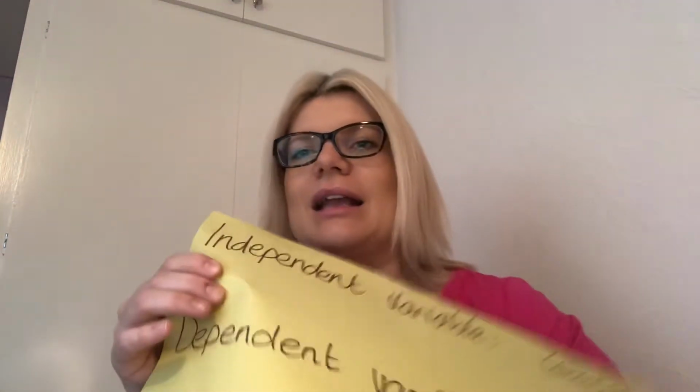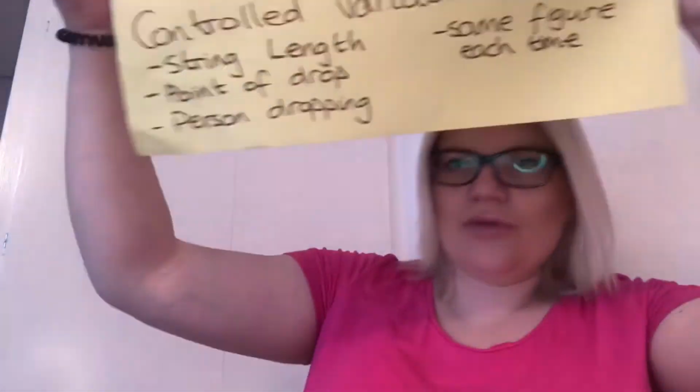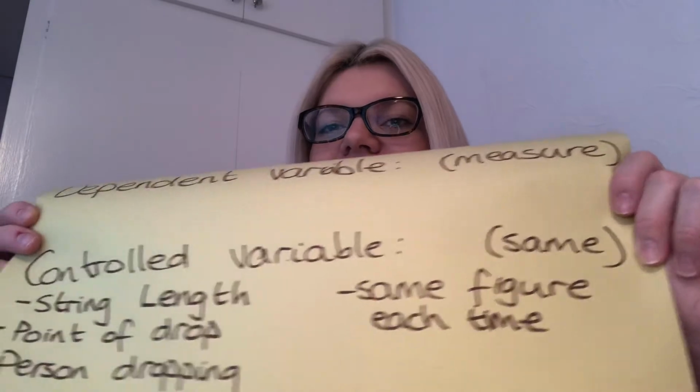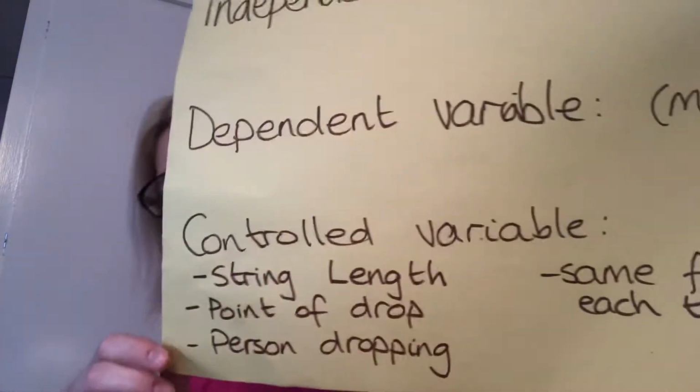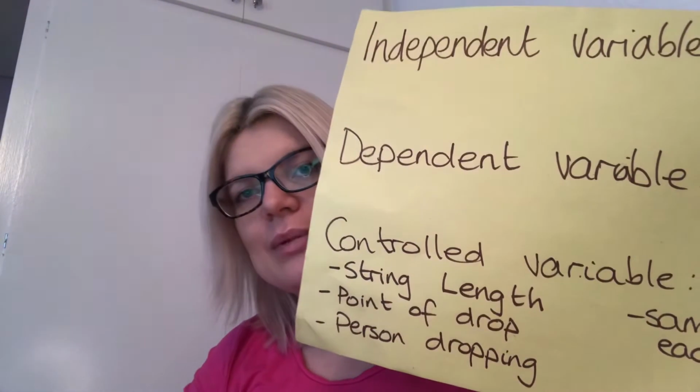Sorry, I need my sheet back again. So the control is right at the bottom. I don't know if you can see it. The control is basically the things that we have to keep the same. We have to keep it the same.